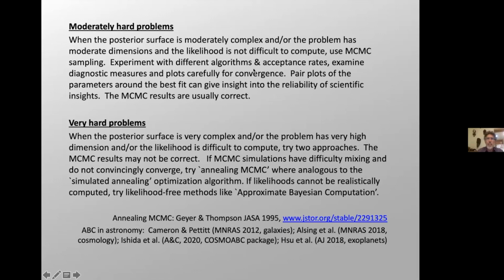You might want to experiment with a couple different algorithms, just what we're looking at with the pretty app. You might want to experiment with different acceptance rates. You should examine diagnostic measures, the scalar measures, 2 or 3 of them, and some of the plots carefully for convergence. You should always do this, okay? And look at the pair plots, what we call corner plots, to map out and then you can interpret that.